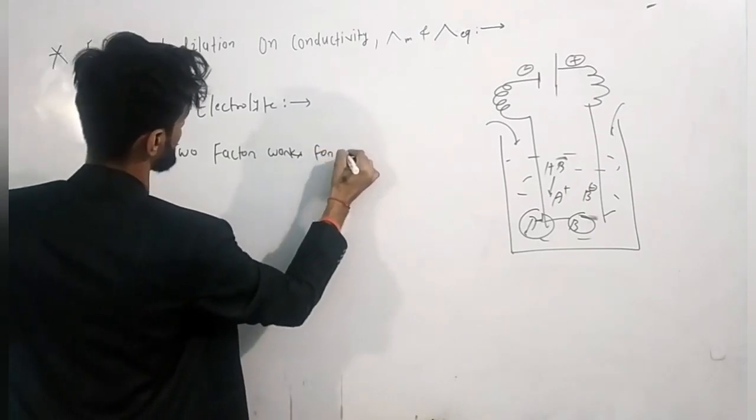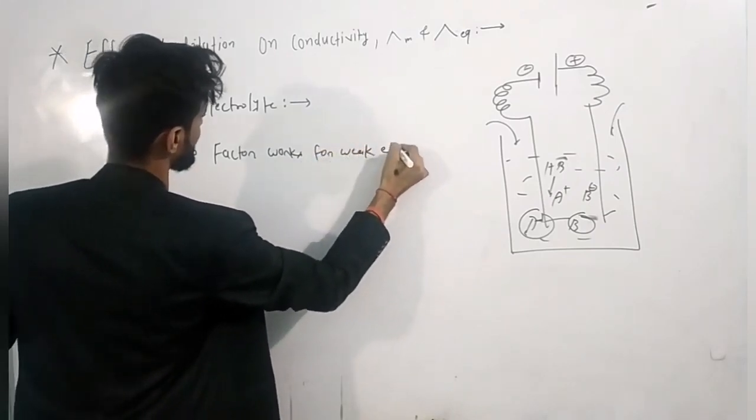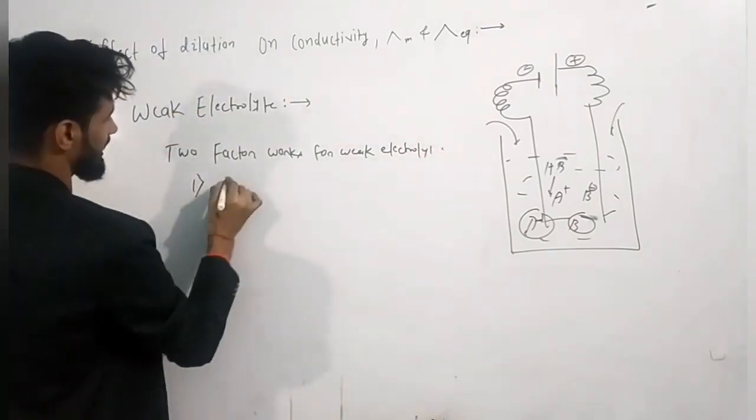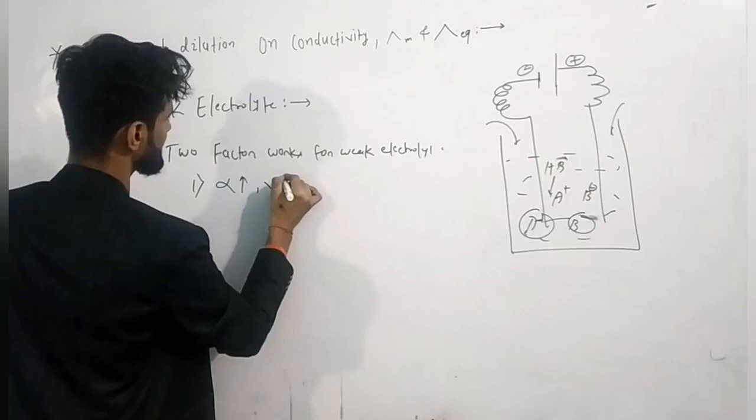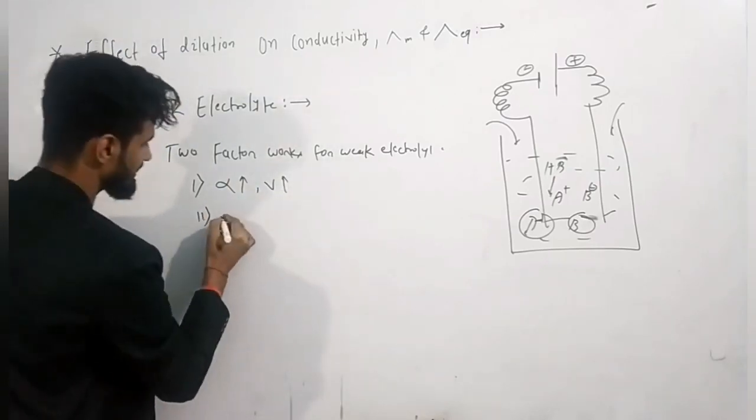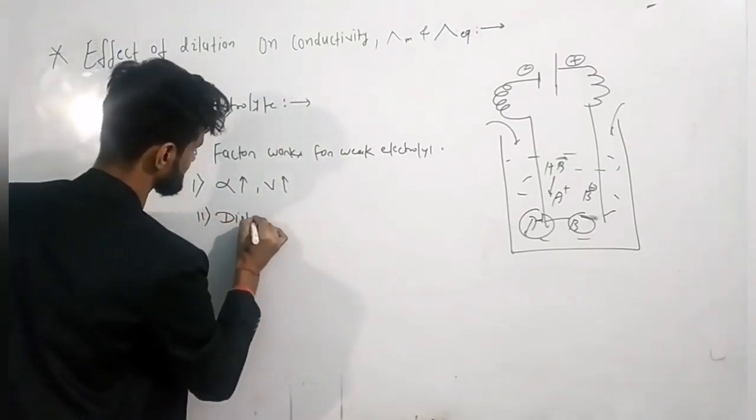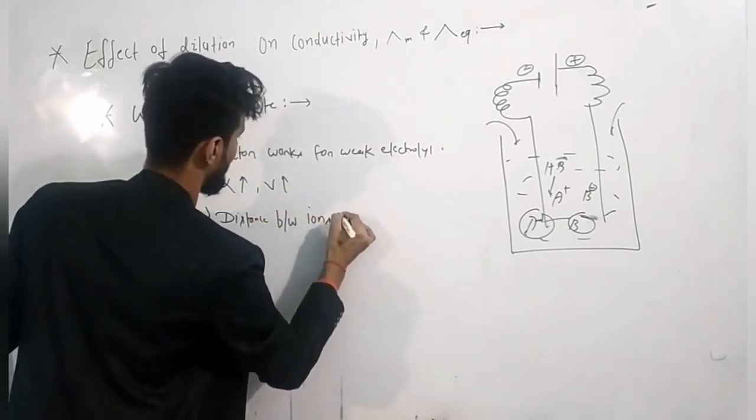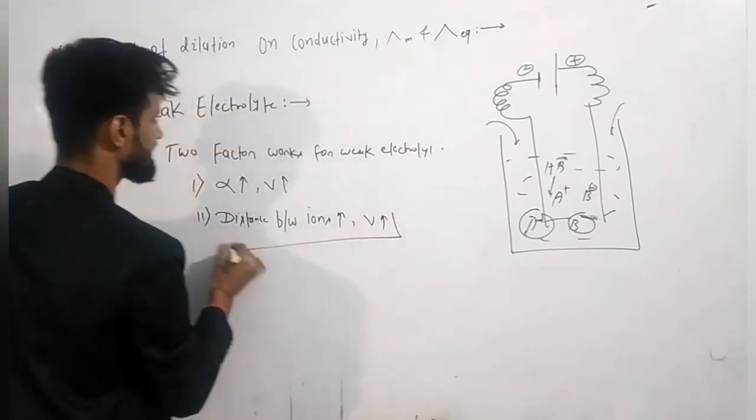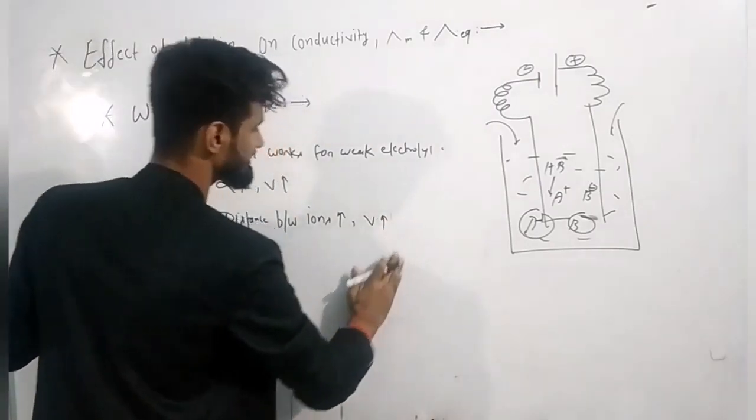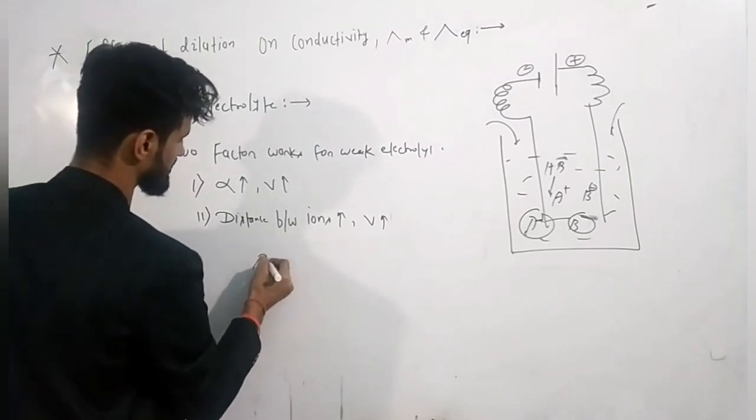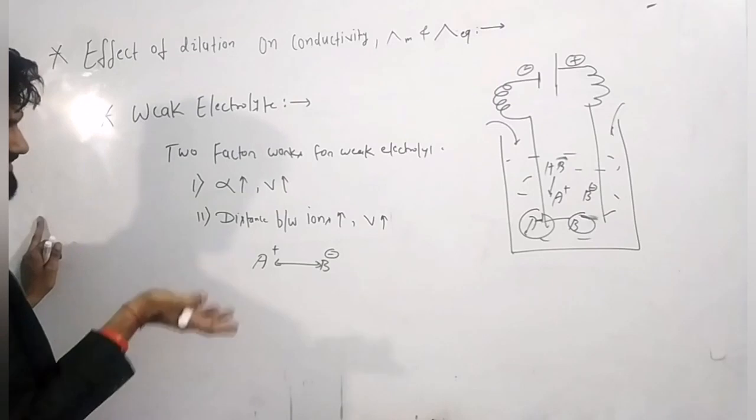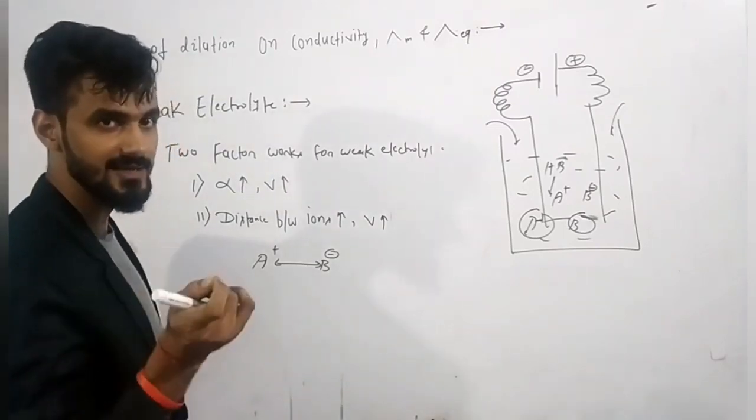This works for weak electrolyte. The first factor is that alpha increases if volume increases. The second factor is that the distance between ions increases if volume increases. And if the distance between the ions increases, then what will happen? The intermolecular forces of attraction between A plus and B minus will get minimized, which means the magnitude of intermolecular forces of attraction between ions decreases.